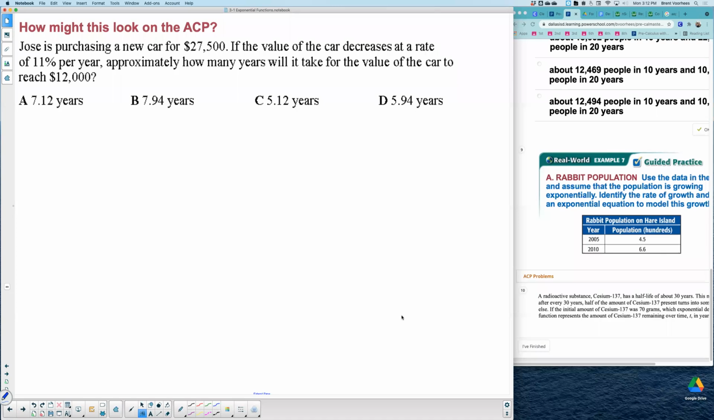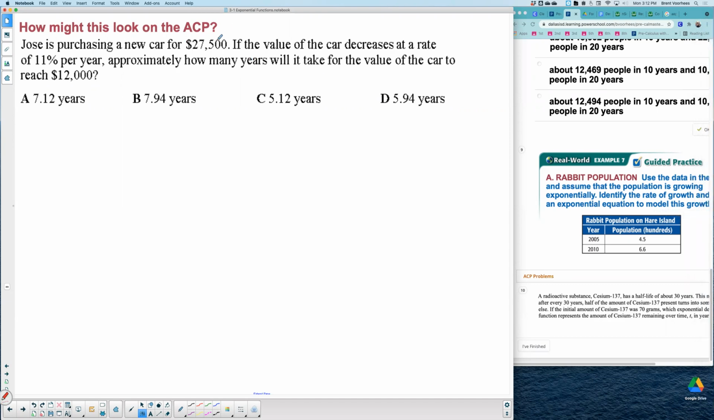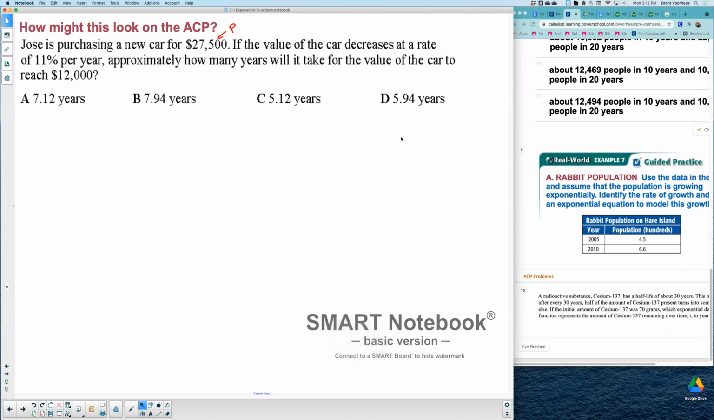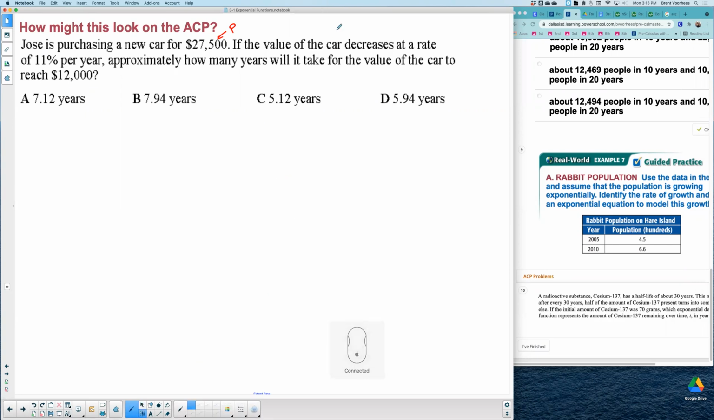And now last one, Jose is purchasing a new car for $27,500. So that's the price of the car. That right there would be the original price, so I'm gonna call that a P. The value of the car decreases. It's gonna be important, that's a negative rate here. Our car is going to decrease in rate, so negative R, a rate of 11% per year. Okay, so R is gonna be negative.